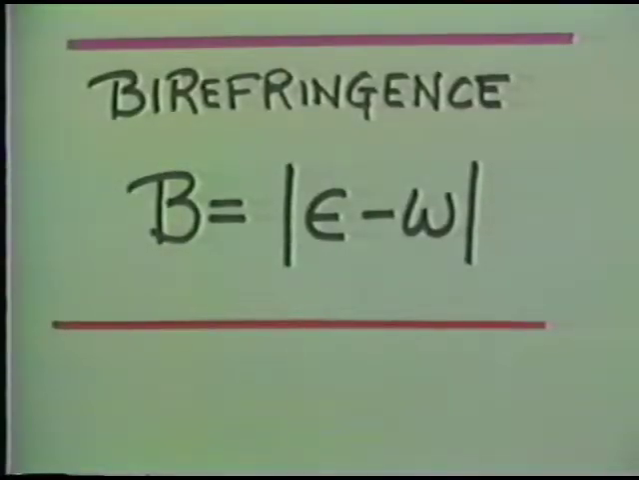Now the other thing that we can use as a clue is the birefringence. Now the birefringence, if you recall, is simply a quantitative absolute value difference between epsilon and omega. And the reason why birefringence is important is that the higher the birefringence, the higher the interference color that a particular mineral will show. Now I can demonstrate this very easily.